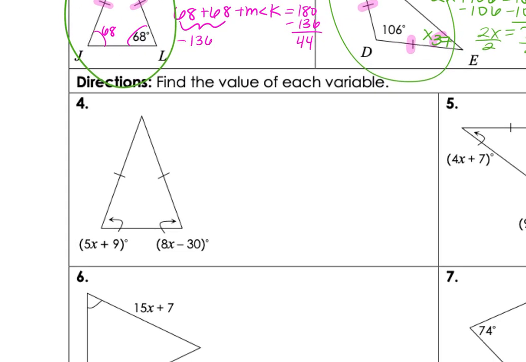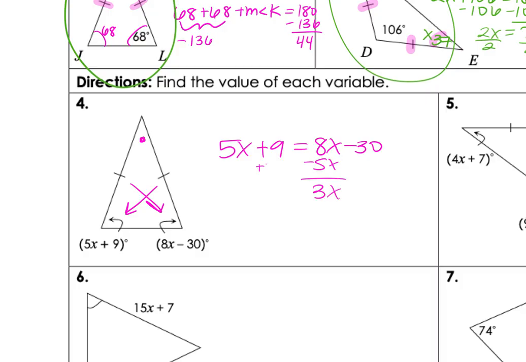Tell me how you can solve for x. Set them equal. Those are base angles. This is your vertex angle. That one's not equal, but across from the congruent sides are the congruent angles. So 5x plus 9 is going to equal 8x minus 30, and then do the algebra, okay? So subtract your 5x and add your 30 and divide by 3. X is 13. Sorry, not degrees.